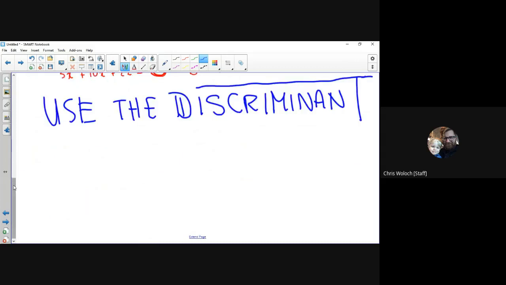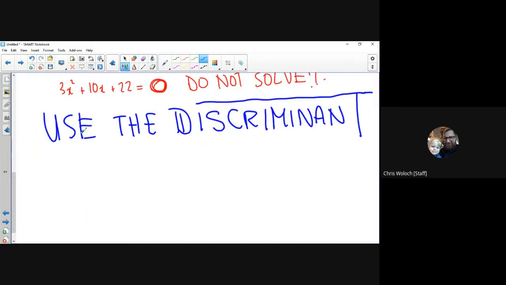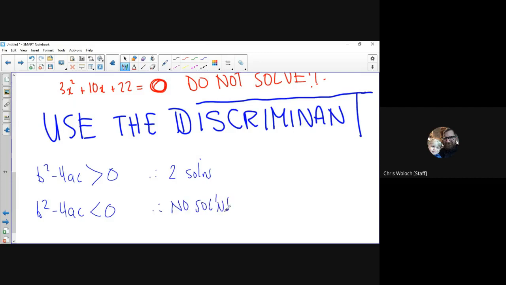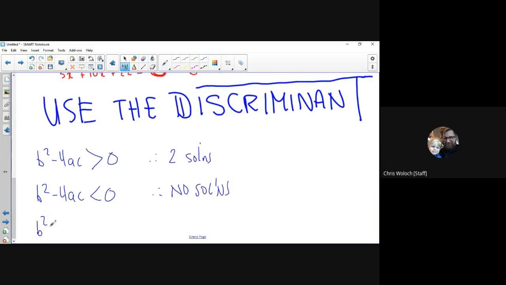And if you're thinking, well, why are we using the discriminant? Well, remember, the discriminant, b squared minus 4ac, if it was bigger than 0, then we knew we have 2 solutions, right? If the discriminant was less than 0, then we know there are no solutions. And if the discriminant equaled 0, then there was 1 solution.